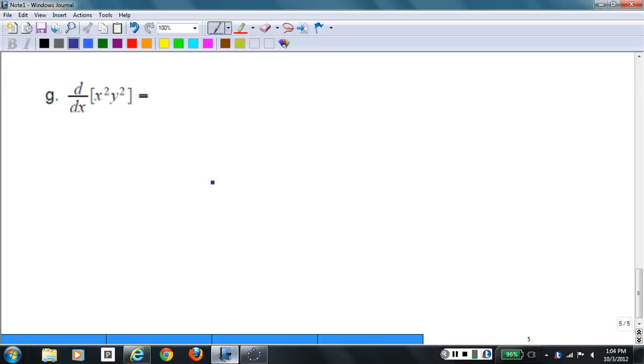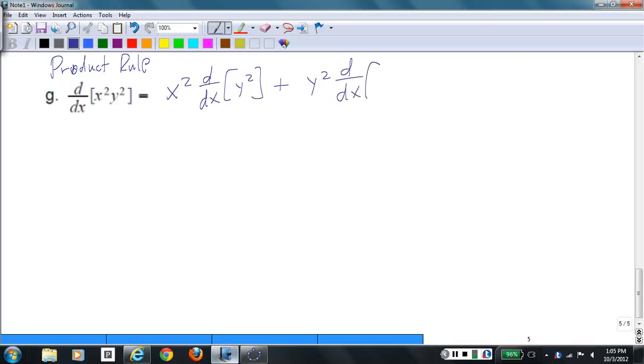Are you thinking product rule? Yeah. We should think product rule. Because if it were just x squared, we could find the derivative of x squared. And even if we're differentiating with respect to x, if it's just y squared, we can find the derivative of y squared. So we have two expressions, each of whose derivatives we know how to find. It's the product of them. So it's the first times the derivative of the second plus the second times the derivative of the first. Product rule.